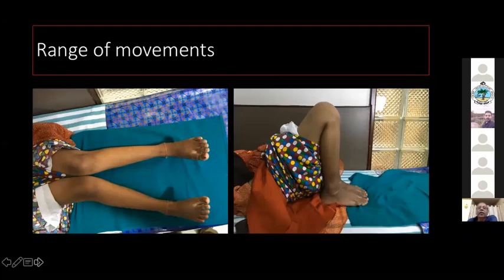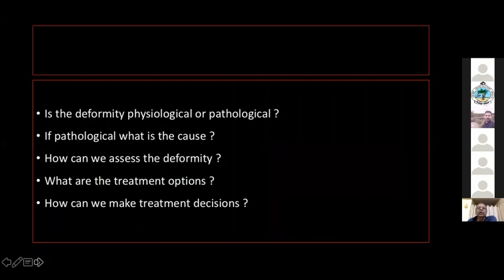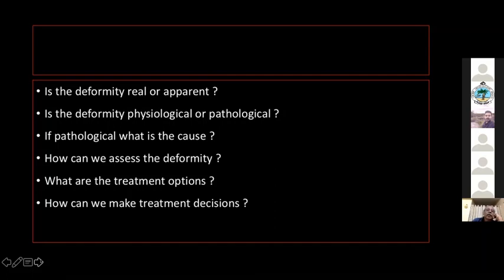Then the range of movements you have to measure. So the first thing, these are the questions you need to ask in your mind. Is the deformity physiological or pathological? If pathological, what is the likely cause? How can we assess the deformity? What are the treatment options? How can we make treatment decisions? And first, is the deformity real or apparent? That is the first thing.